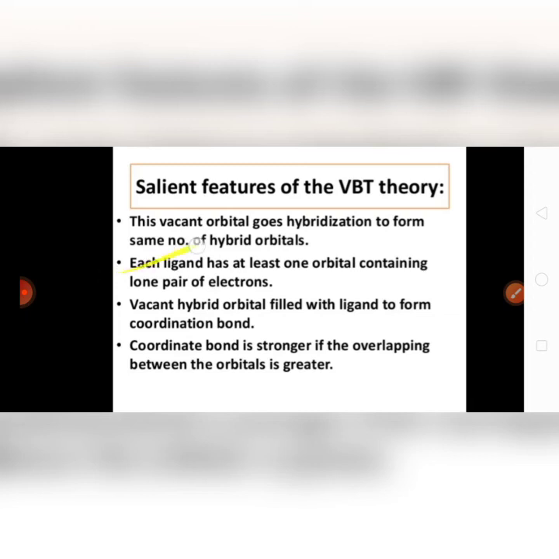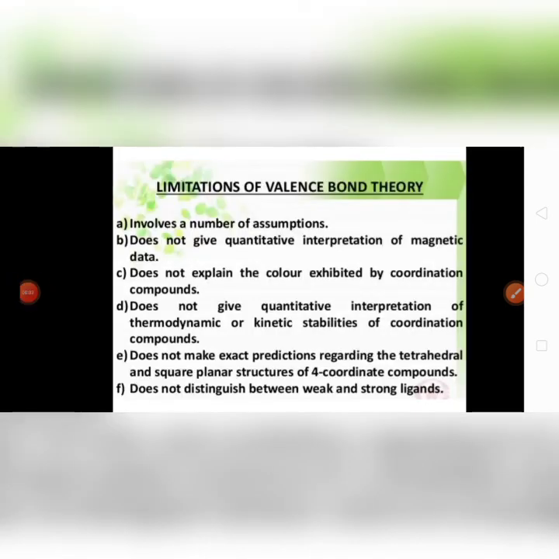The second feature is each ligand has at least one orbital containing a lone pair of electrons. Next, vacant hybrid orbitals are filled by ligands to form the coordinate bond. And this coordinate bond is stronger if the overlapping between the orbitals is greater. So these were a few features of VBT. Although VBT has explained the structure, magnetic properties and hybridization of coordination compounds, there are still a few limitations of this theory.